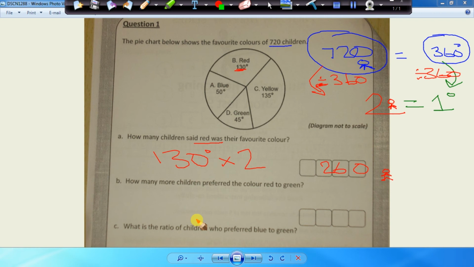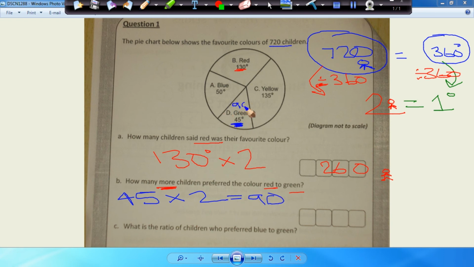Okay, done. Question part B. How many more children prefer the color red than green? So green is 45 degrees. So let's have a look. So what do we do now? What do we do with 45 degrees? 45 times by 2. That gives us 90. So we have 90 children in the green here.